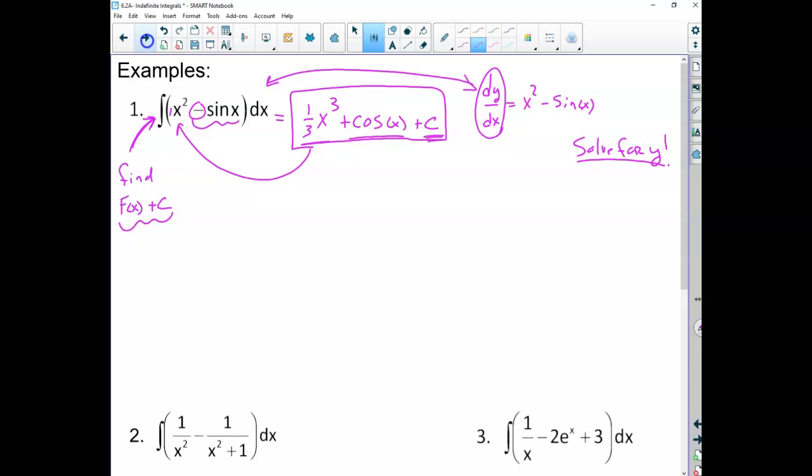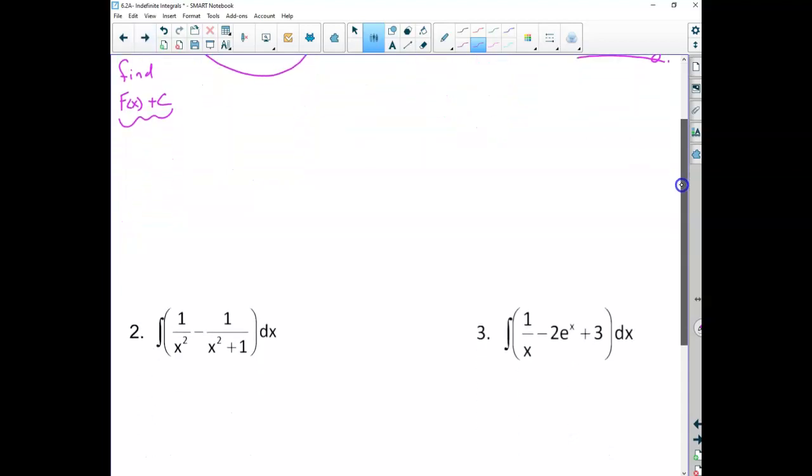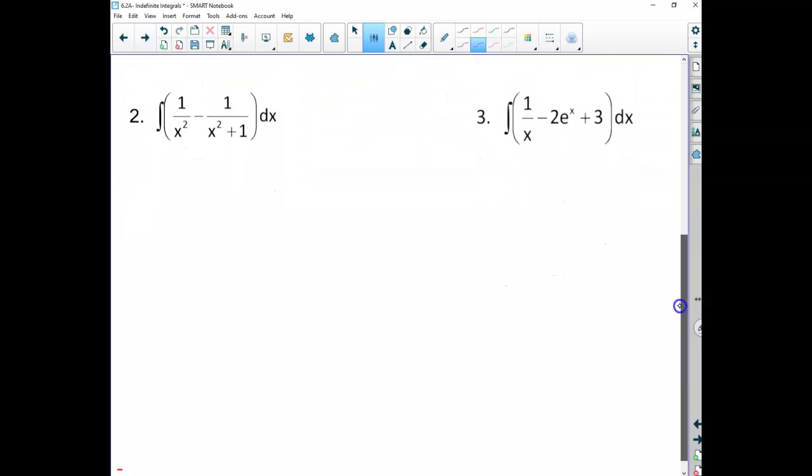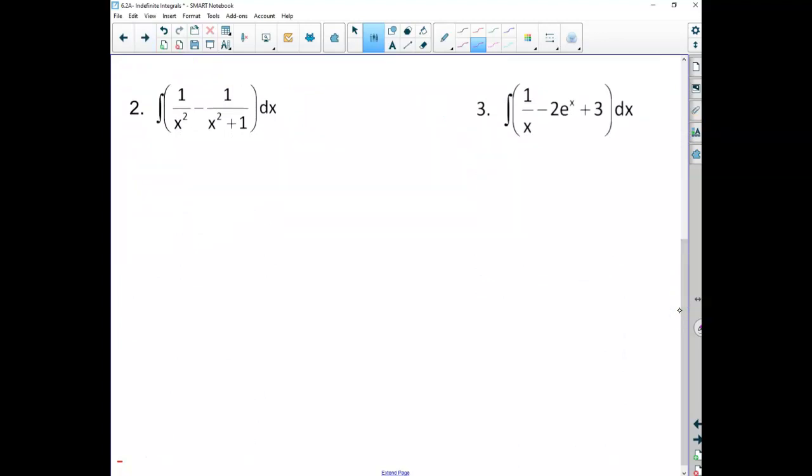So that plus c, if you're missing it, you're going to be missing a lot of points on a test as well. Okay, so why don't you just hit pause for a second here, please, and go do number 2 and number 3. And what I'm going to do is, I'm going to do them and we'll come back and see if you're right. So I'm going to hit pause.